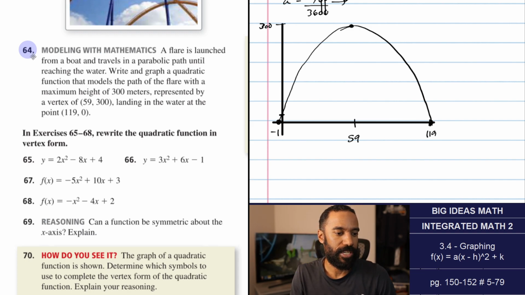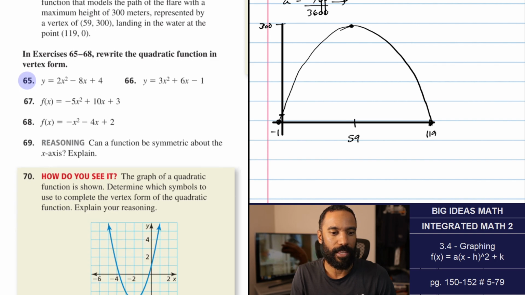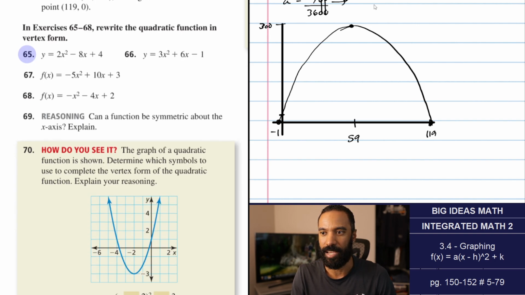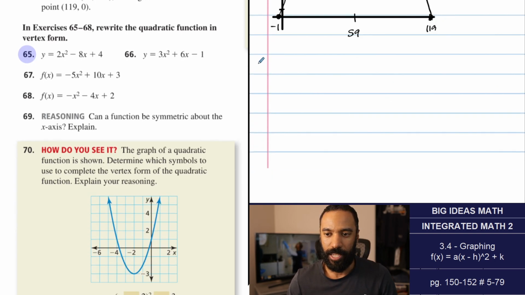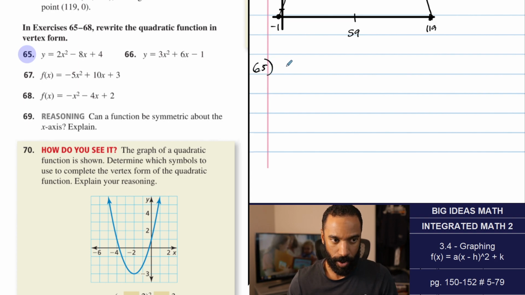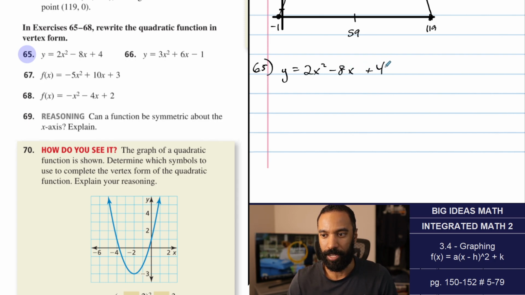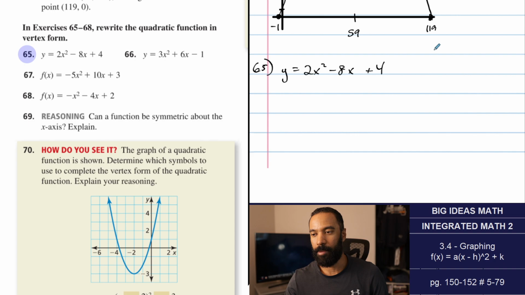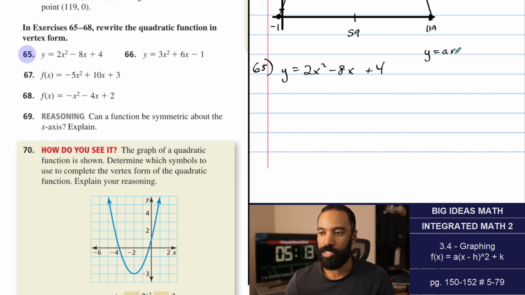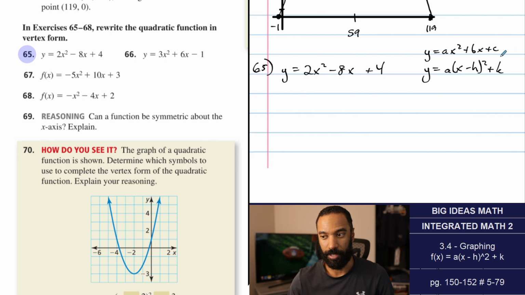Okay, numbers 65 to 68. Rewrite the quadratic equation in vertex form. Now, you haven't yet learned what's known as completing the square. But what we can do is come up with the vertex and plug it into vertex form. What I do want to make mention of is this. This is standard form. This is vertex form. They all have their uses. I like vertex form a lot more for graphing. I like standard form a lot more for a lot of other things.